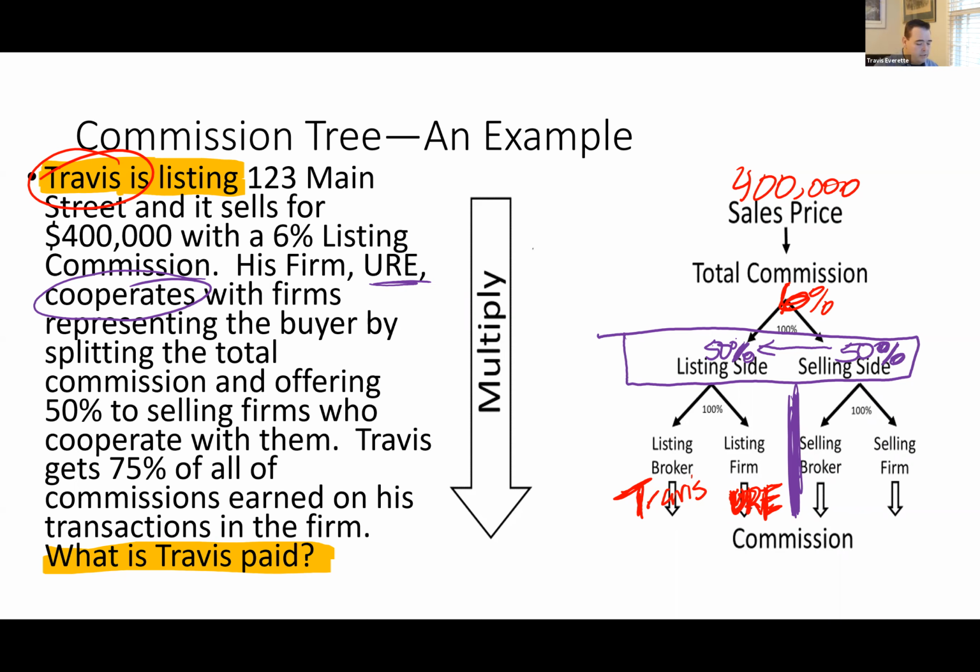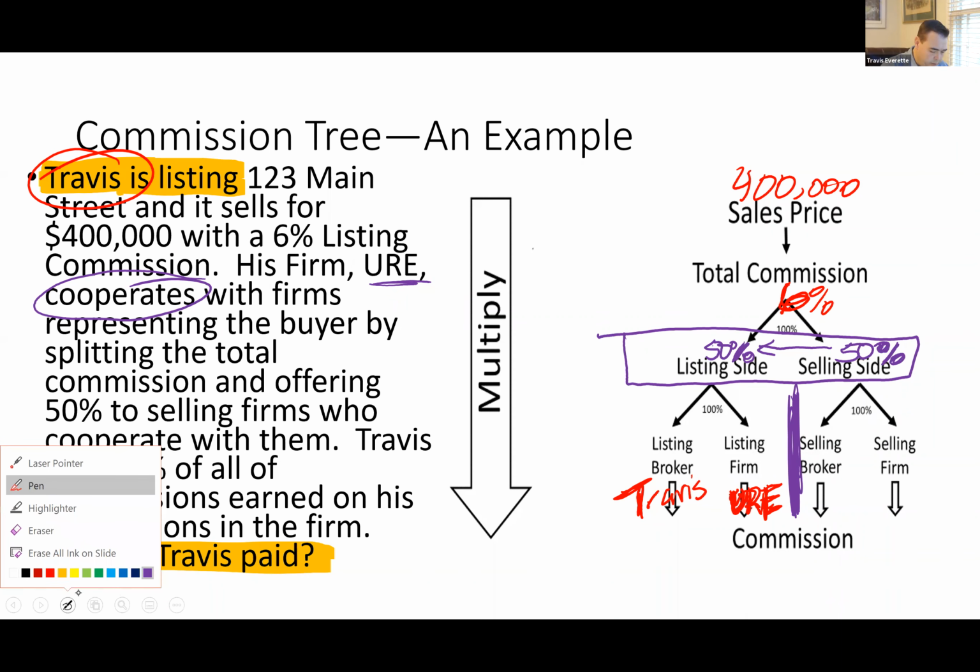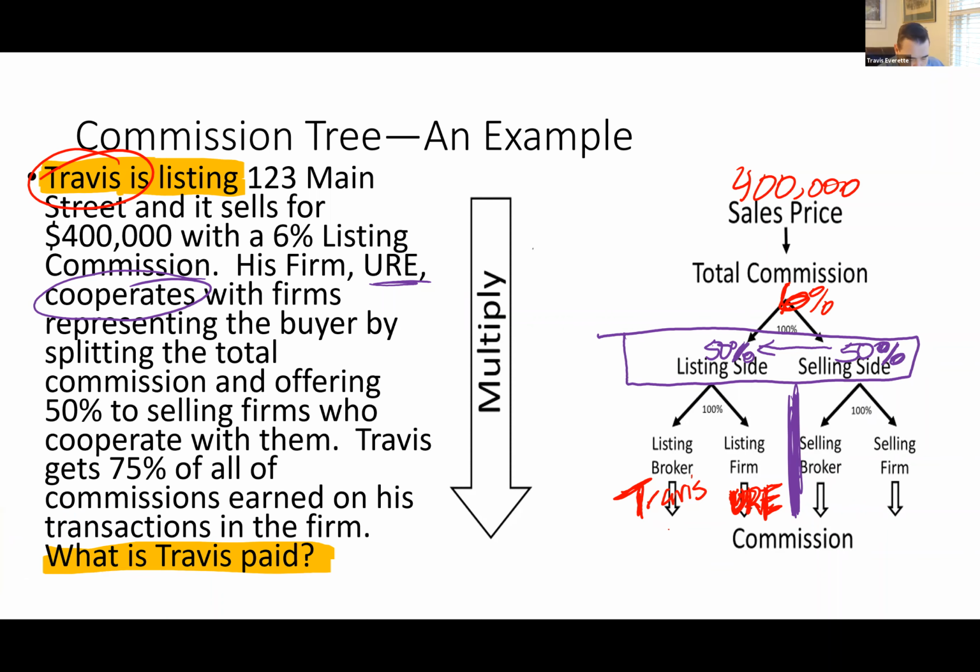And then it says Travis gets 75% of all commissions earned on his transactions. So again, here's Travis, and I'll change back to red here just so we kind of keep it a little bit color coordinated. I'm going to put his 75% right here. Well, they didn't ask me about that, but I'm going to go ahead and fill it in. If his is 75%, his firm must be 25%, right?